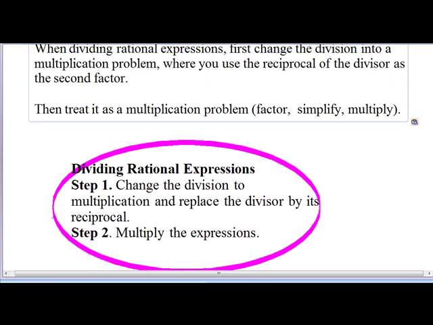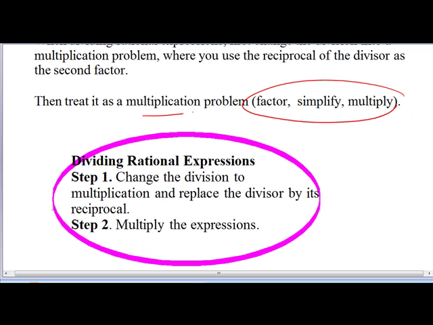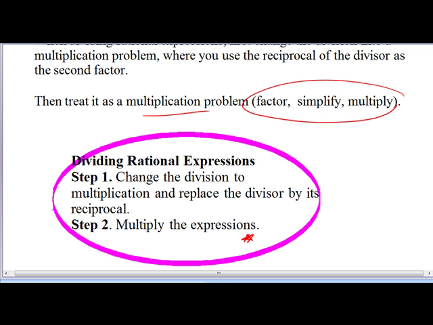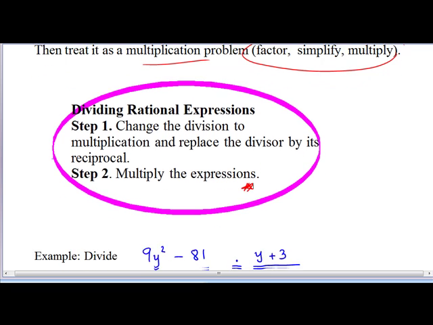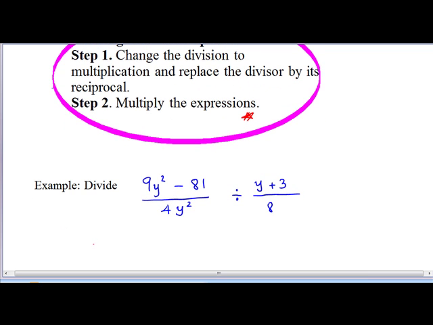So here is the step that we follow. Step 1, we change the division into multiplication, and here is our step 2. After you change that, you have the multiplication problem. You use the steps that we just did before to complete our problem. So let me show you what I mean by that. Look at this example. Step 1.